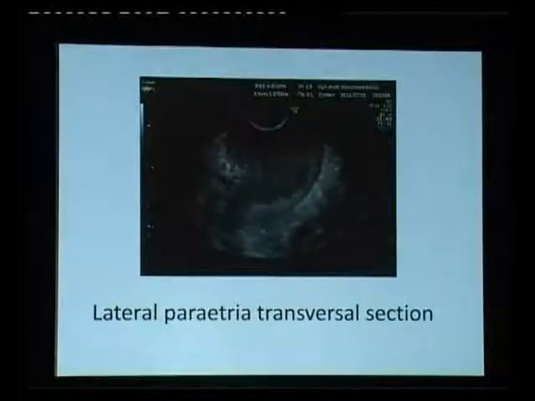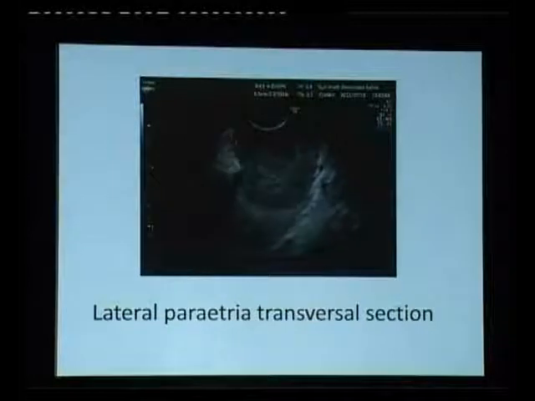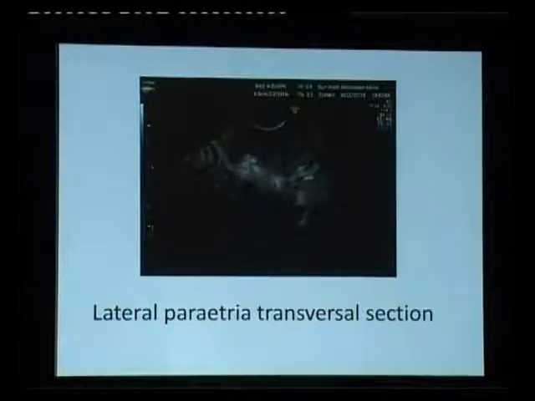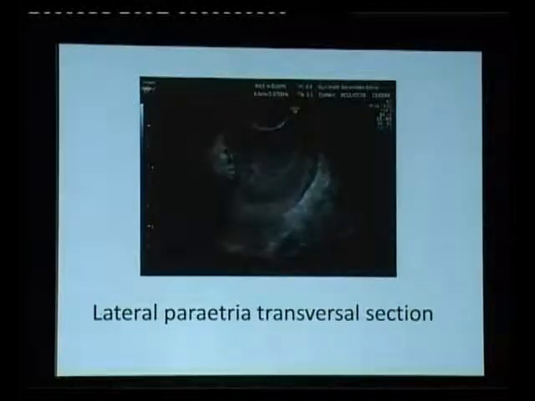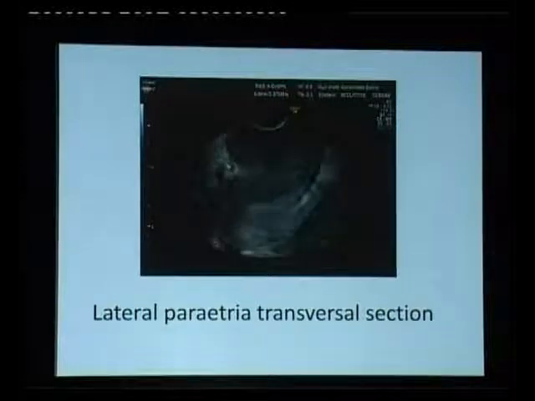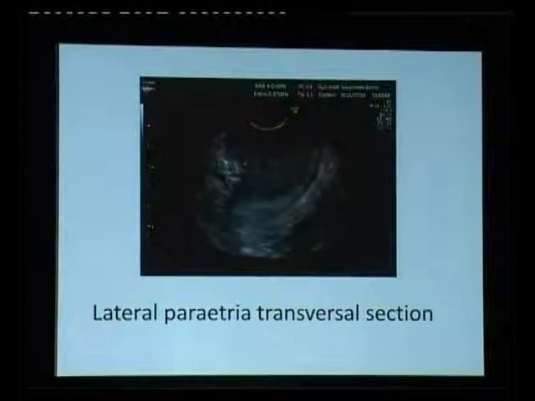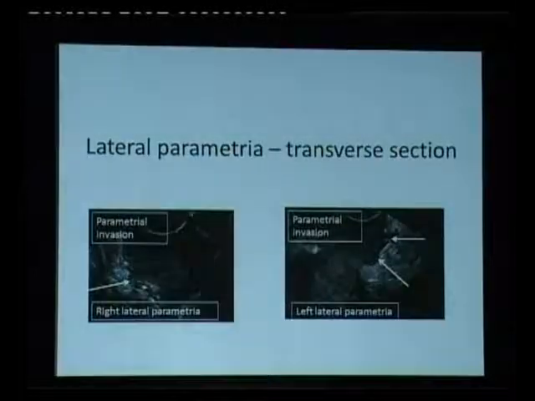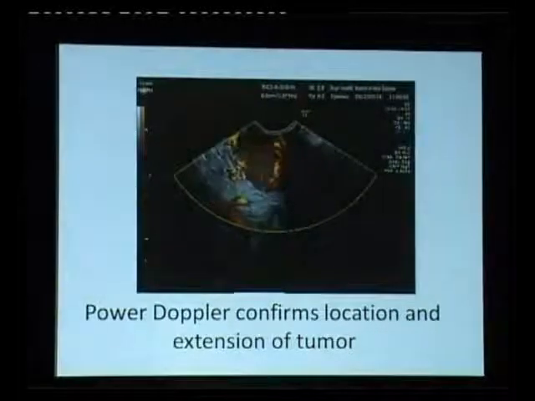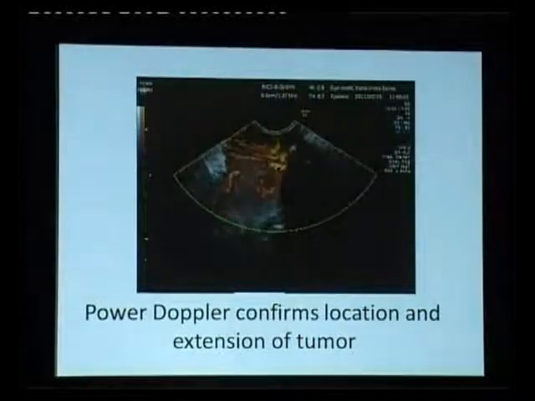Now we are in the transversal section. You can also see small black finger-like extensions reaching out into the parametria, disrupting the pericervical fascia. Here you can see parametrial invasion on the frozen images. And color Doppler confirms the location of the tumor.